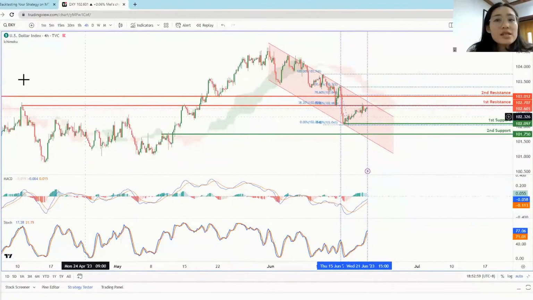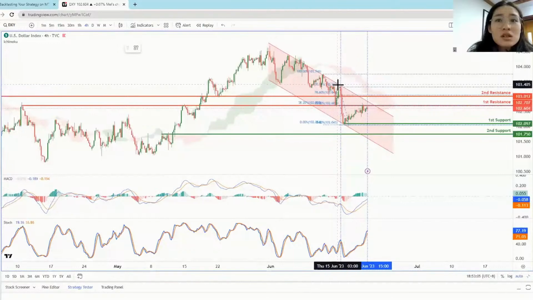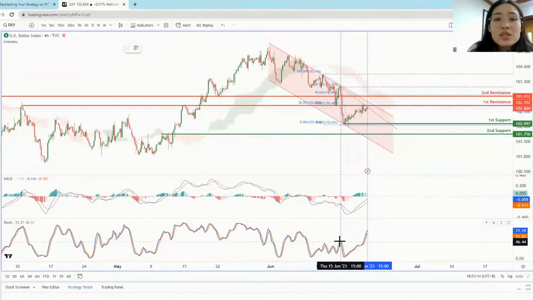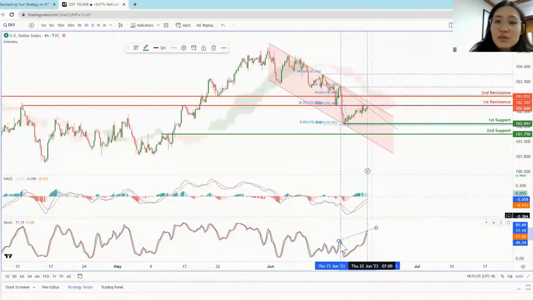So for our stochastic, you can see price has made a lower high on our price chart, whereas on our stochastic, price has made a higher high. So this actually suggests that there could be upward pressure pushing price upwards.